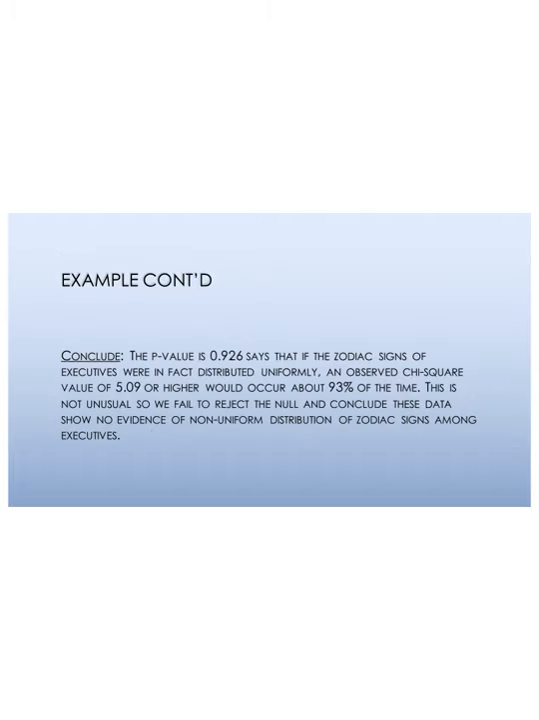In our conclude step, we say the p-value is 0.926. The p-value 0.926 says that if zodiac signs of executives were in fact uniformly distributed, an observed chi-square value of 5.09 or higher would occur about 93% of the time. This is not unusual, so we fail to reject the null and conclude that these data show no evidence of non-uniform distribution of zodiac signs among all executives.